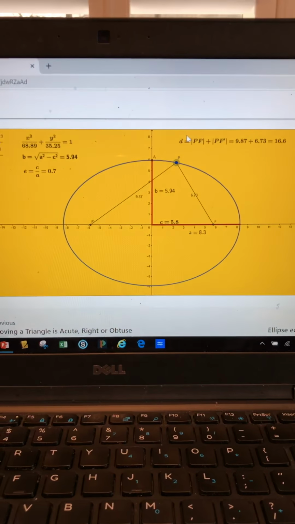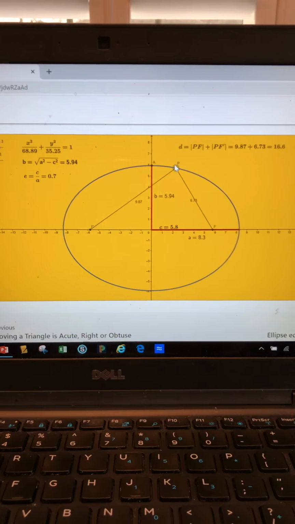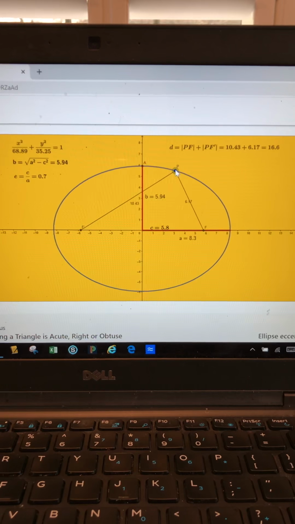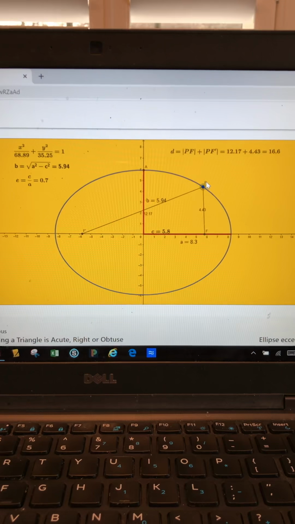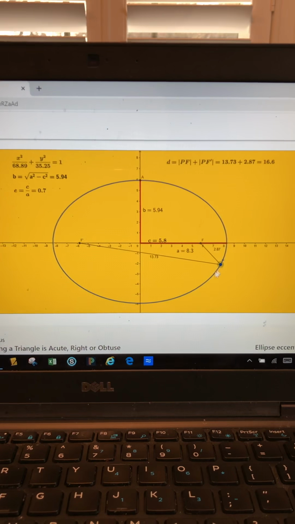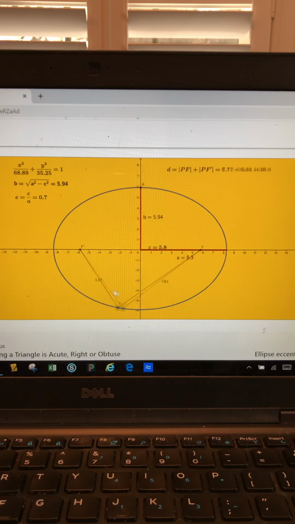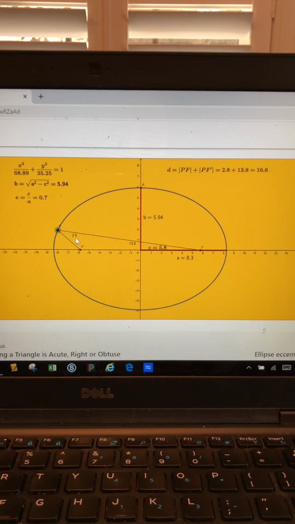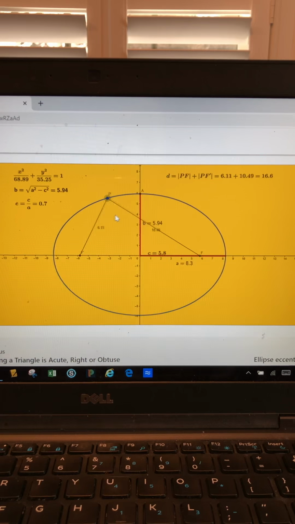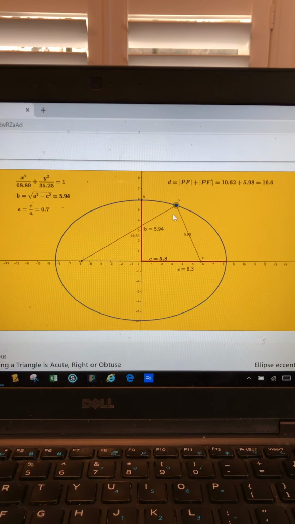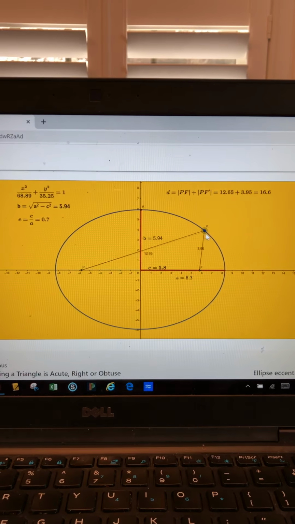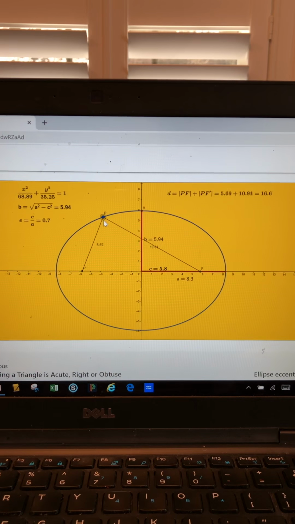Okay, so watch what happens. And again, you'll get to play around with this when you go into GeoGebra, okay? So I'm going to click on this point. Now watch the 16.6. You can see the individual segment lengths differ, but the total of 16.6 is staying exactly the same. And that's happening as I go all around the ellipse. The sum of the distances between the point on the ellipse and the focal points is exactly the same, no matter where I go, okay?